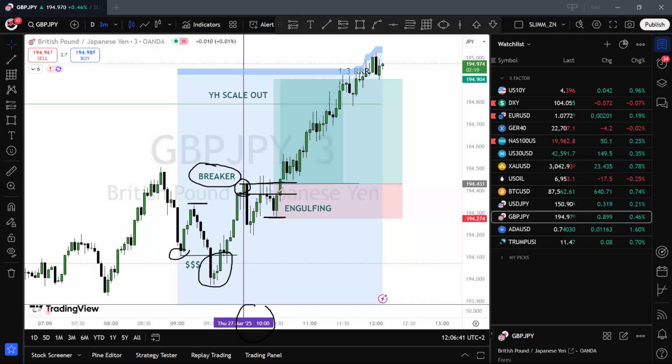You could have also entered here. There's also nothing wrong with entering here. It's all the same buyer, same setup. I was targeting the previous day's high as a target, and I also had a 1:3 risk to reward ratio. And you can see this setup simply played out. So nothing much to explain here, except to just show you what I was looking at.